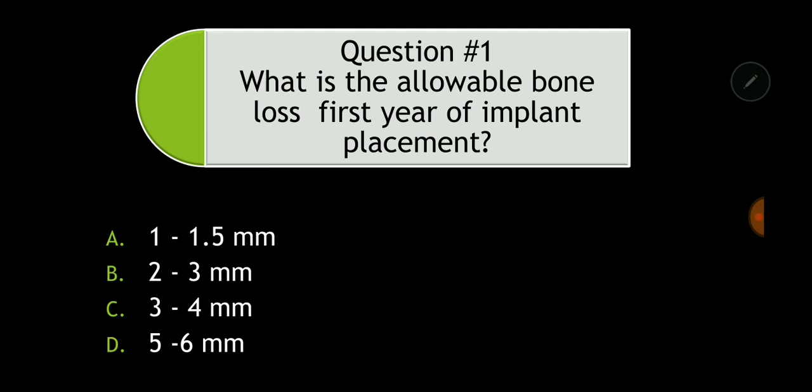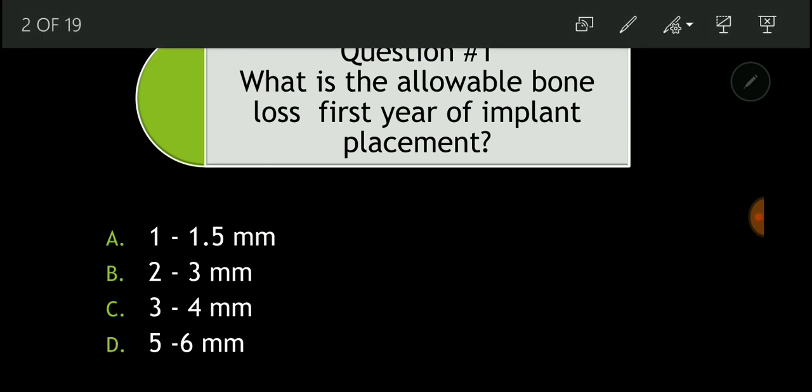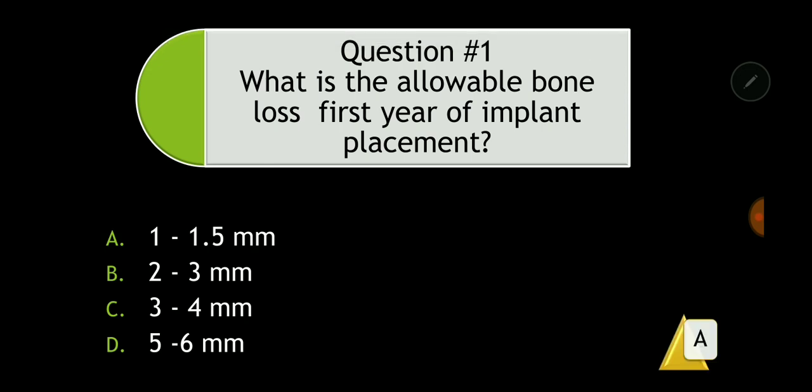So you're supposed to know that the first year that you place an implant, the patient is going to lose a certain amount of bone the first year, and then a certain amount of bone in the subsequent years. So how much bone loss in the first year after implant placement? Is it A, 1 to 1.5 millimeters, B, 2 to 3 millimeters, C, 3 to 4 millimeters, or D, 5 to 6 millimeters? Our answer is A.